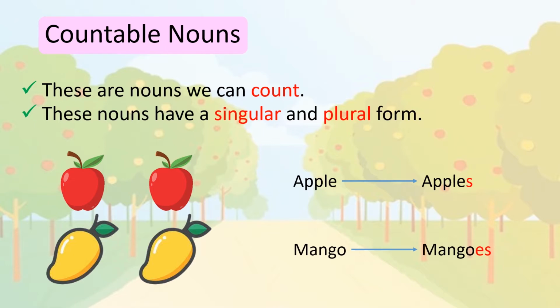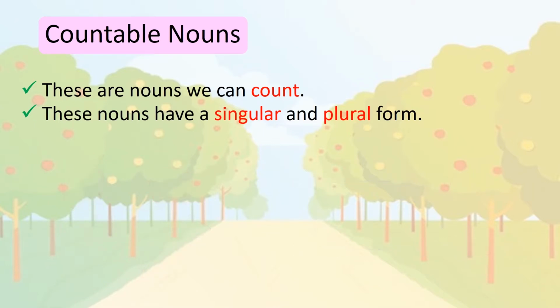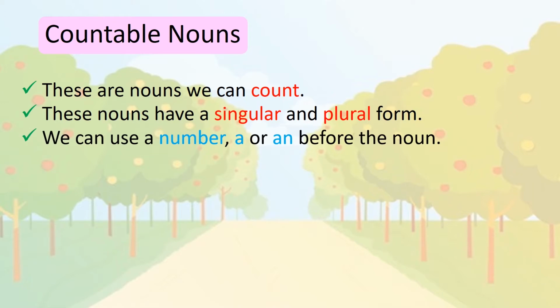Next thing we need to know. We can use a number, a, or an before the noun. This is for singular countable nouns. For example, we can say, there is an apple. So, we know there is only one apple. Another example is, there is a banana. Again, we know there is only one banana.